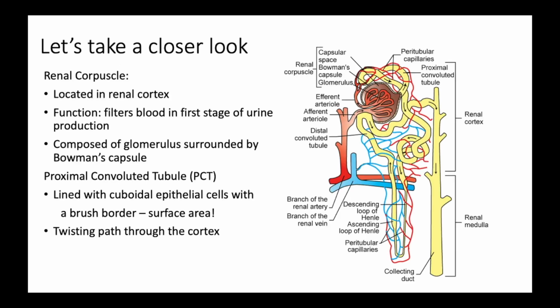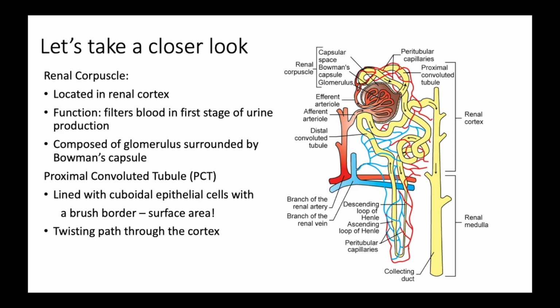So we're going to take a closer look. So the renal corpuscle, right here, this area, includes the capsular space, Bowman's capsule, and the glomerulus. The function is to filter blood in the first stage of urine production.